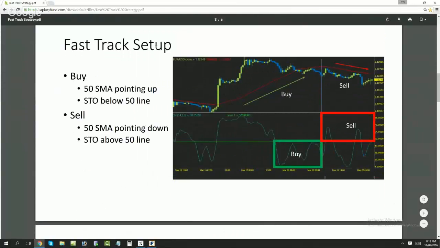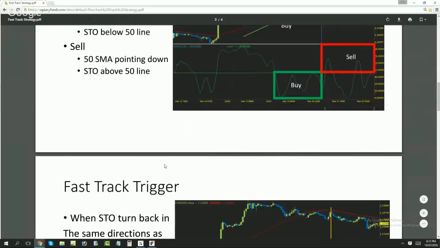We need the fast track setup. This is buy if the 50 SMA is pointing up. So we need to make sure the 50 SMA is pointing up, which it is in this case. You can see there it's got the green arrow and the buy. This is for a buy, and the stochastic is below the 50 line, the 50 line being this line right here. I don't know if you can see my mouse, but this is your buy zone, below the 50 line, and then the opposite occurs for the sell as well. So the sell is the moving average pointing down, and then the sell zone is above the 50 line. So we're looking for those two things first of all.